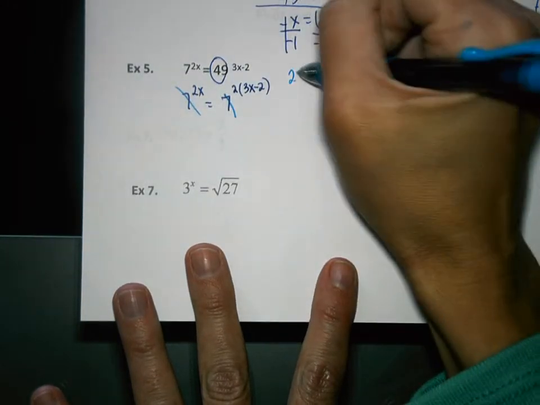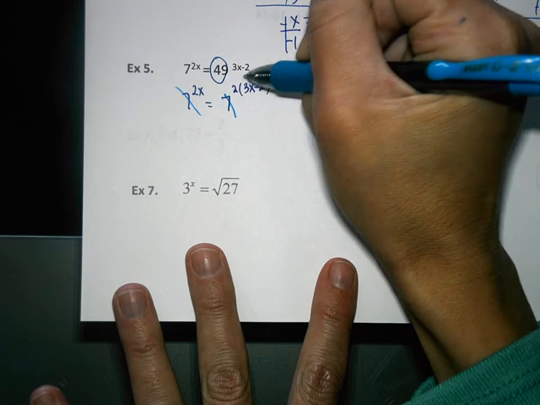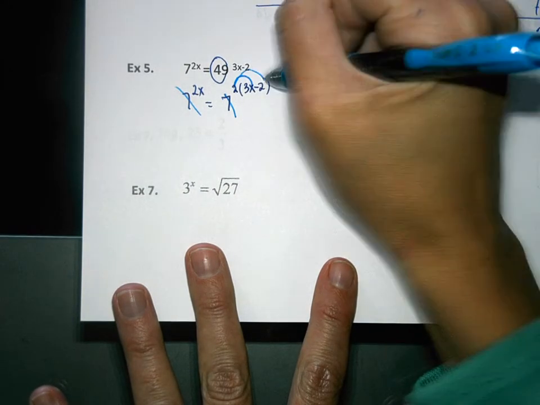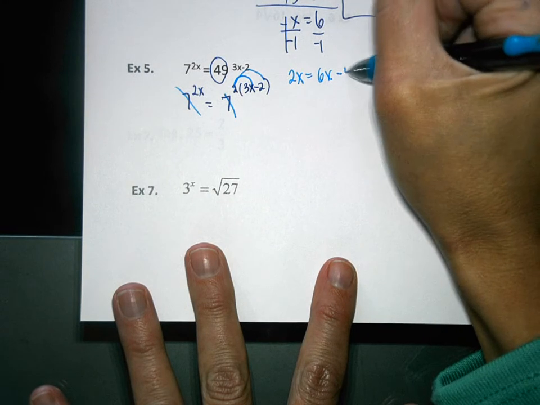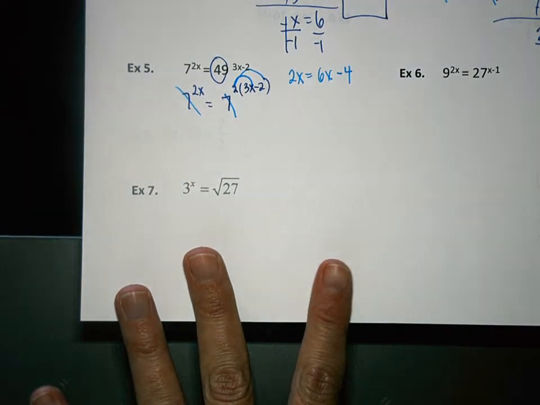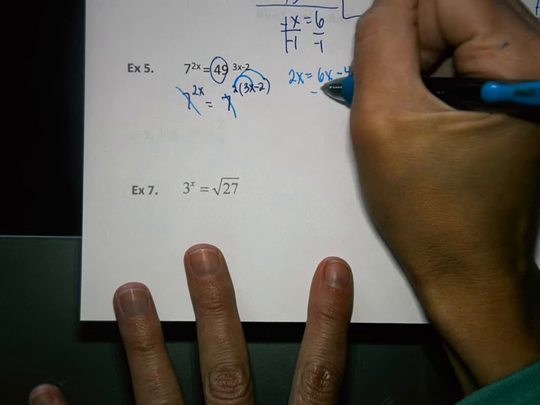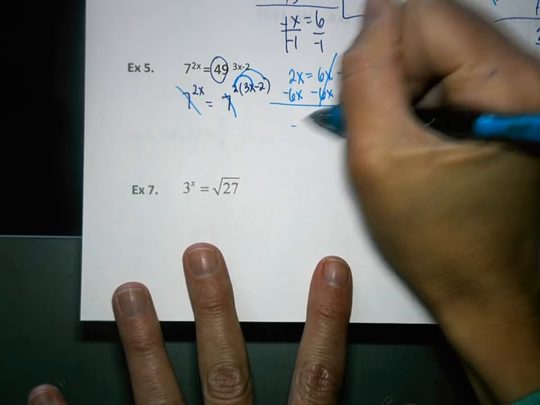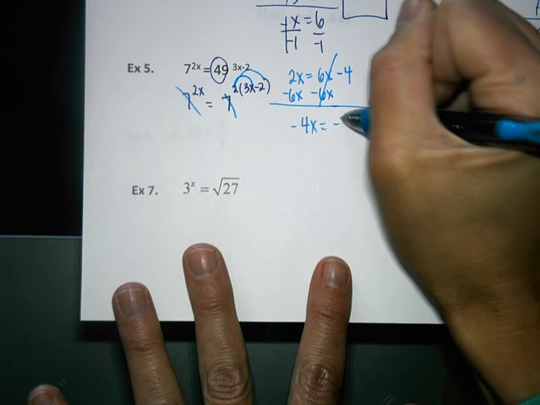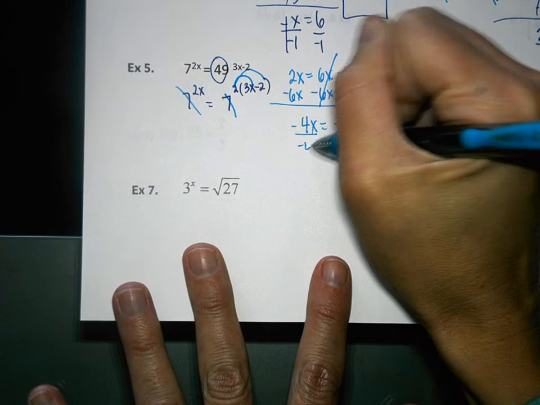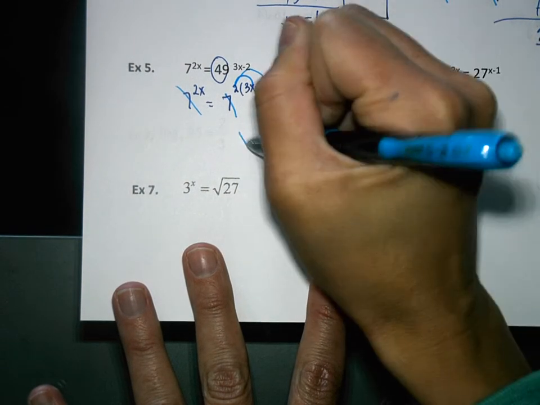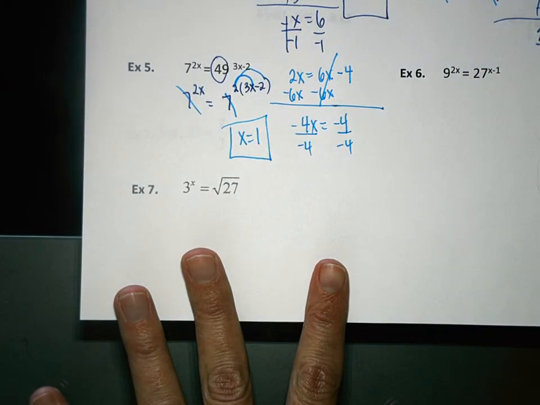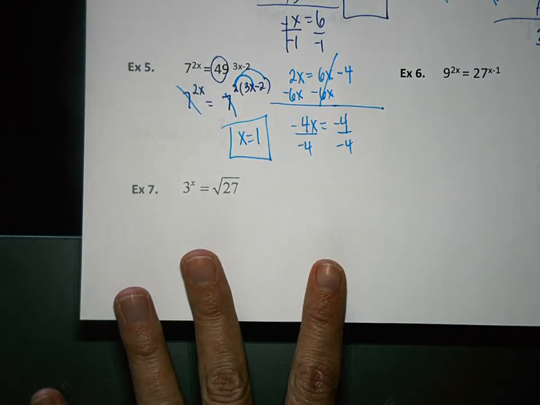So now I can drop the bases. We have 2x equals, and I'm going to go ahead and distribute this. 2 times 3x is 6x. 2 times negative 2 is negative 4. In order to solve this, what would I do next? Subtract 6x. This eliminates. I have negative 4x equals negative 4. And then we divide by negative 4 to both sides, and x equals 1. Do we have a question there?